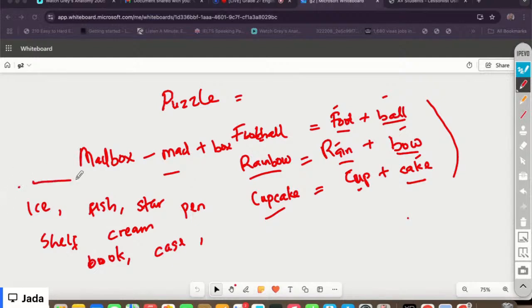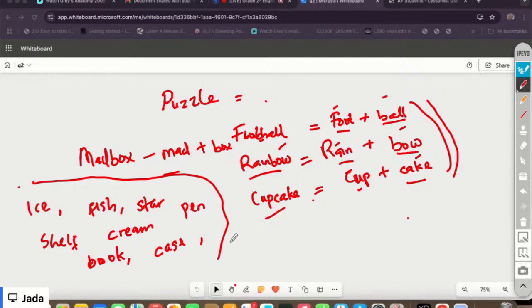You guys just take note of these words here. We have different words here. We have eyes, fish, star, pen, case, cream, book, shelf. We have all these words. You just have to make a main word from it. Just like we had the smaller words that gave us football, rainbow, cupcake, we have different smaller words here, and you have to form the puzzle.